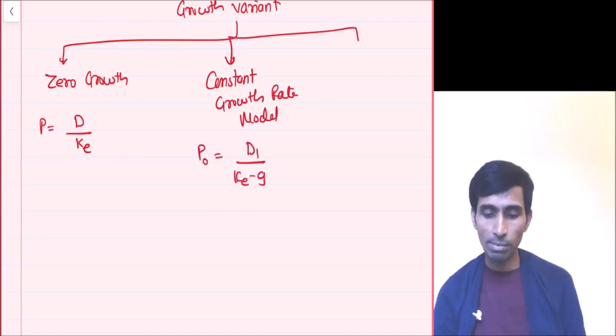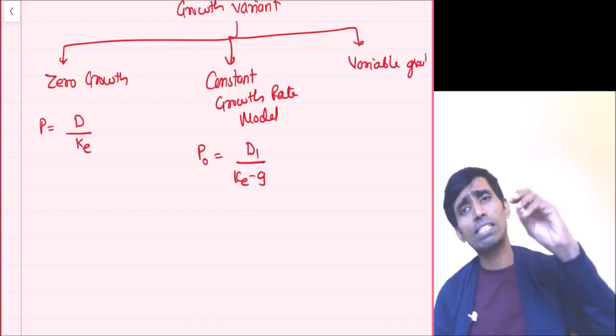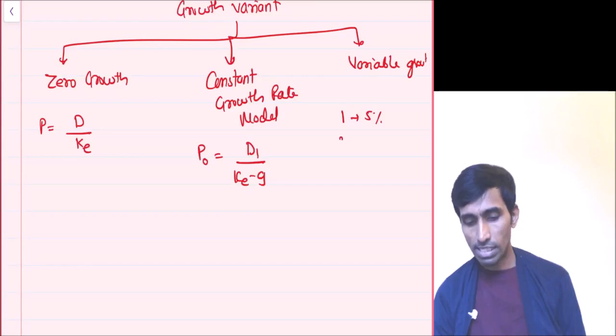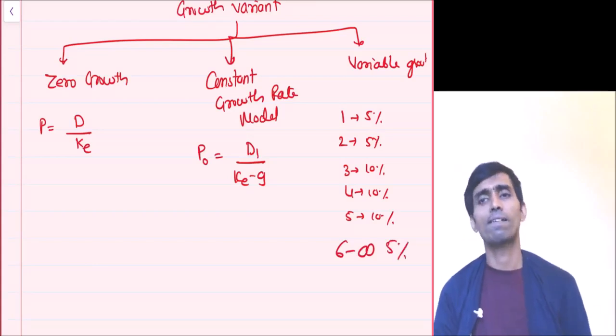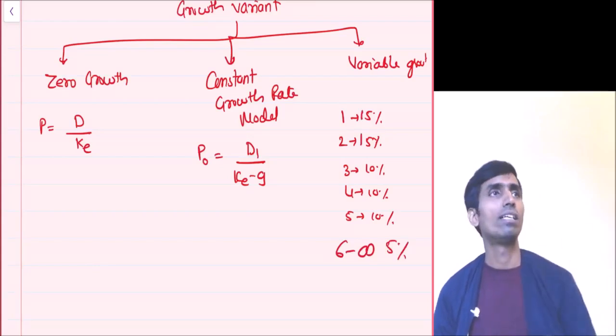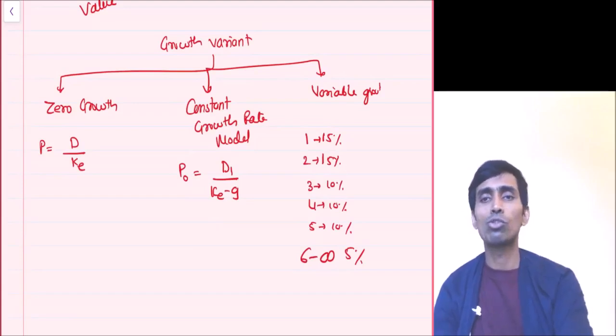And then there is variable growth. Variable growth means what? In constant growth rate, every year it was 10%, 10, 10, 10, till infinity. But here, the first year it is 5%, second year again 5%, third year it may be 10%, fourth year 10%, fifth year 10%, and after the sixth year to infinity it is constant at 5%, something like this. So make it 15, from 15 it goes to 10. Copy this. This is growth variant. These three types of questions will be there. How to solve, we will learn.